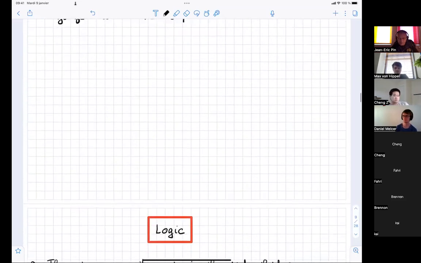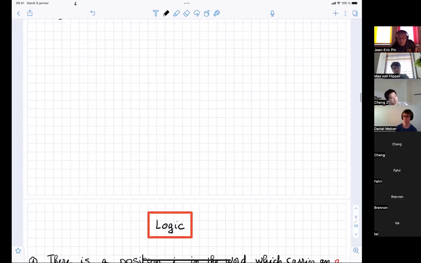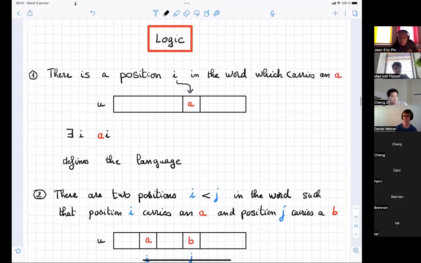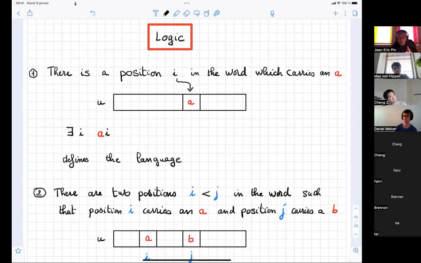So I wanted to make a short visit to logic, just to show you that this is also related to other things. I don't want to go too much into formalism, but just want to give you an intuitive definition of the logic I want to use.